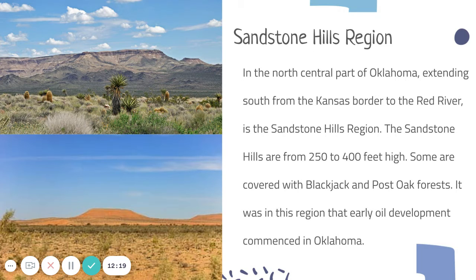We also see that this region is where Oklahoma began developing its oil empire. Oklahoma is known for producing large quantities of oil and having a lot of oil reserves. And so this region right here was the development of it. This region was the one that was pushing us into the light of our nation for oil production.